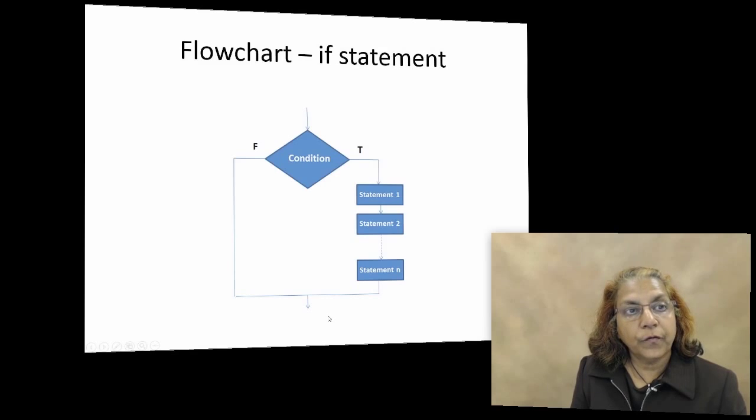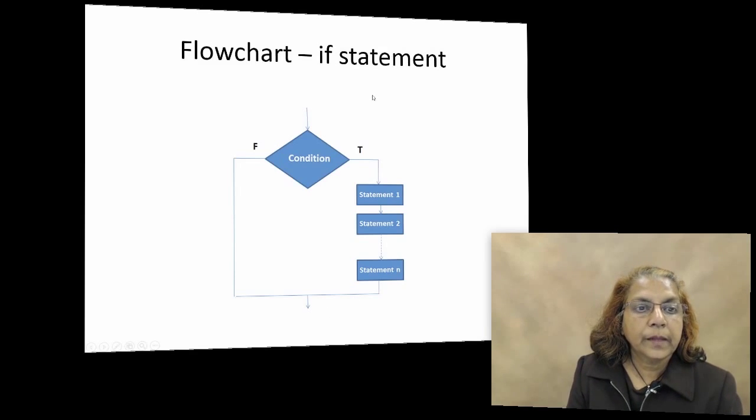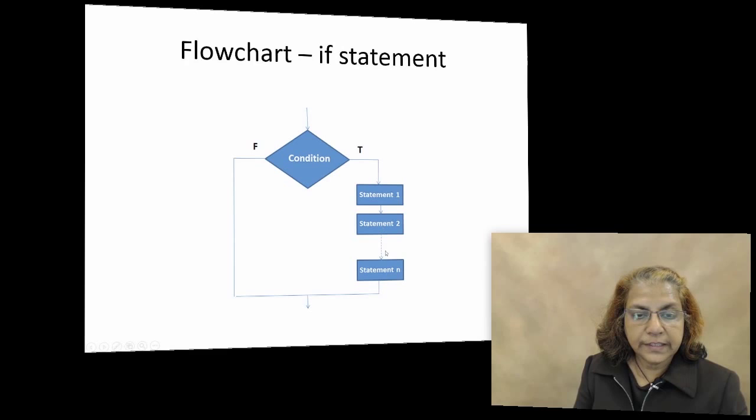And this is the flow chart for the if statement. You evaluate the condition first. If it evaluates to true, then all of these statements are executed. If this condition evaluates to false, nothing happens. You just continue with the rest of the program.